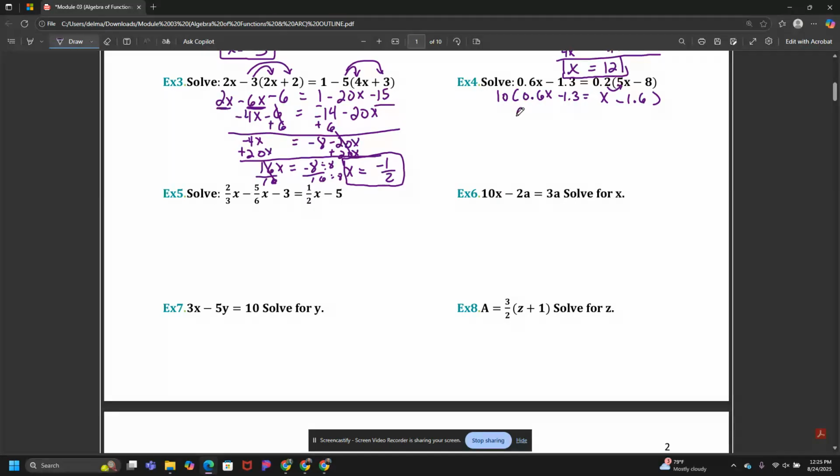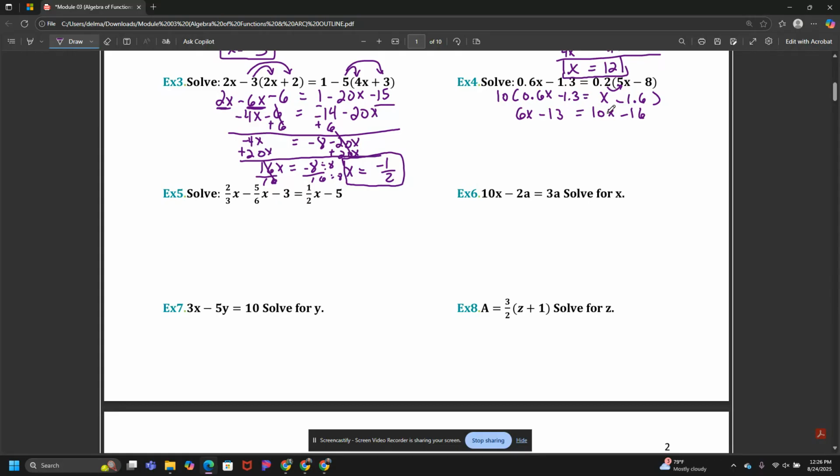Now when I multiply by 10, this just becomes 6. Well, that's nice, that's a whole number. This just becomes 13, that's great. This becomes 10x, that's a whole number, and this becomes 16. So I like this better because I no longer have any decimals. So what you're going to do is look and say, what can I multiply this by to get rid of the decimal? In this case, 10 worked because it got rid of all the decimals. That's why I wanted to choose 10. Now I can just follow my normal procedures.